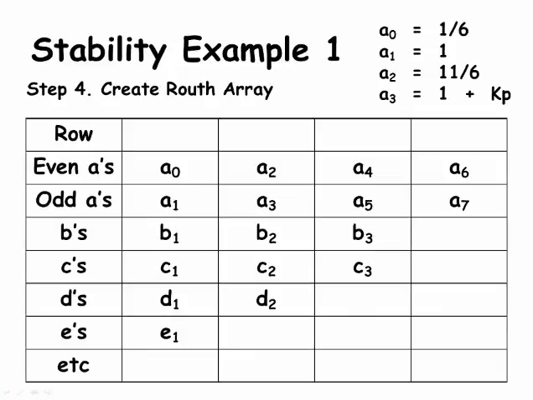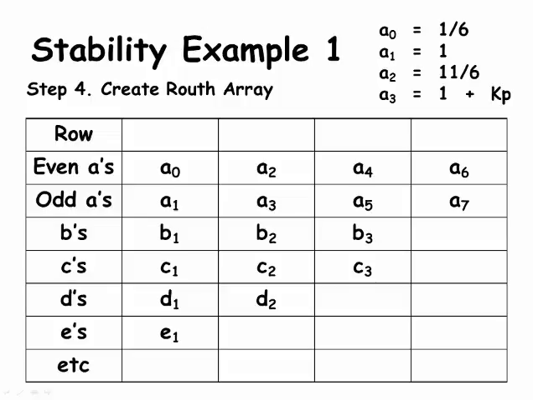Now that we've passed the first Routh stability criterion, we need to create the Routh array using the coefficients from our characteristic equation. The coefficients are shown in the upper right corner of this slide. Now look at the array table. The first column labels the rows.